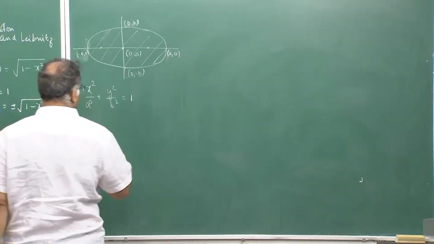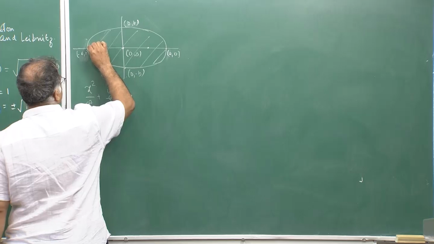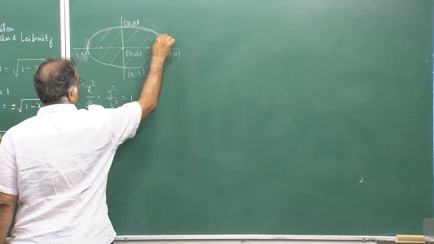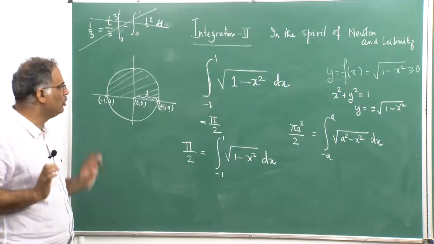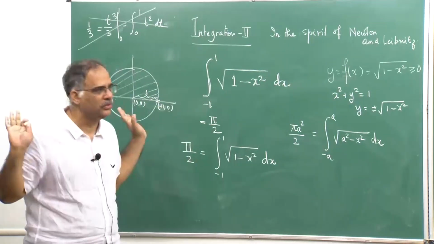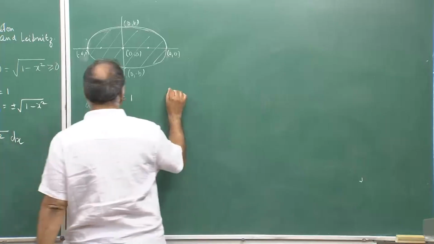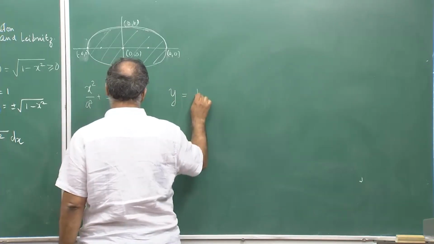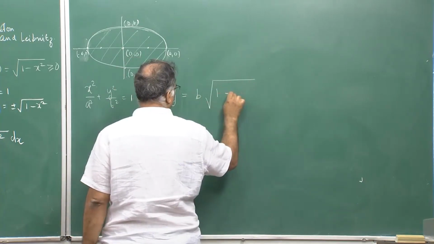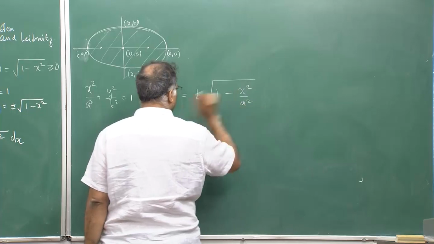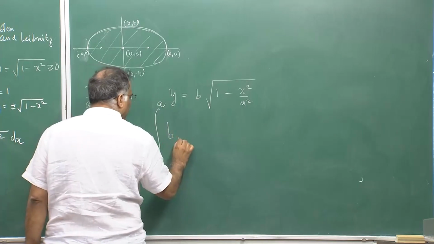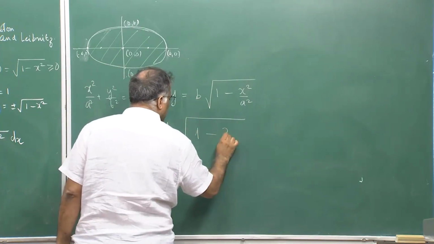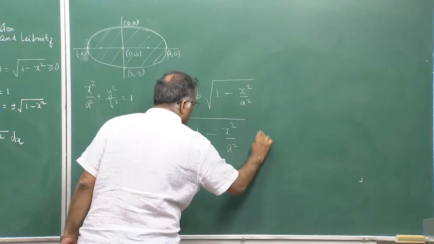So here what I do, I will just take the upper part of the ellipse. I would not bother about the bottom part. I just know facts about non-negative functions. The whole notion of integral is valid for me when the function is non-negative. So I will look at y is equal to b into root over 1 minus x square by a square. So basically now I am integrating from minus a to plus a, b into root over 1 minus x square by a square dx.